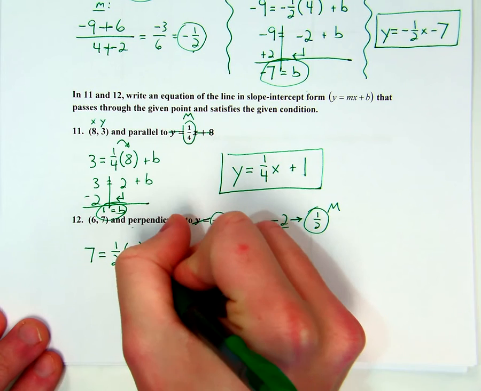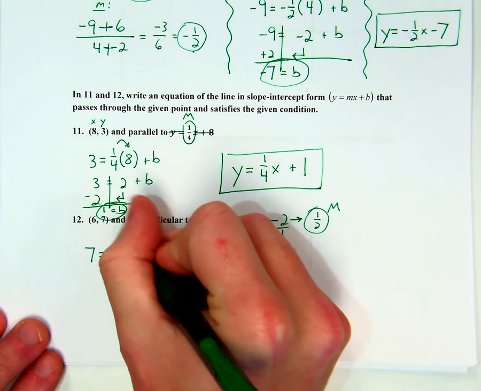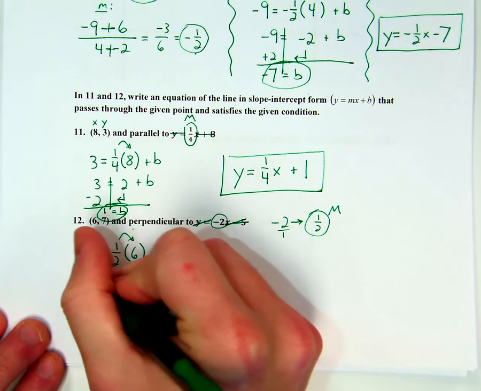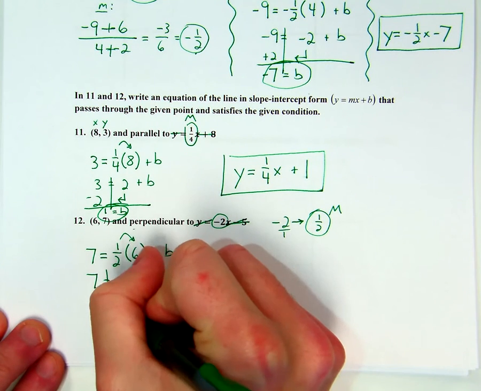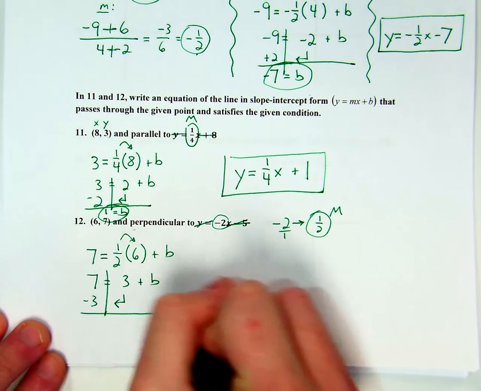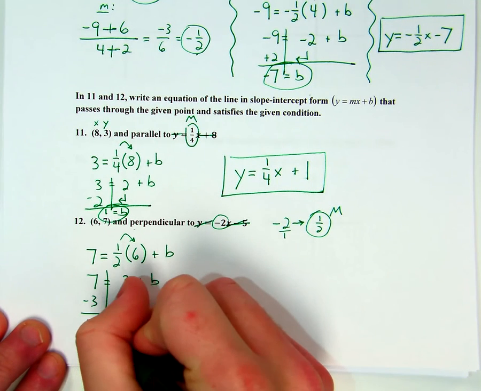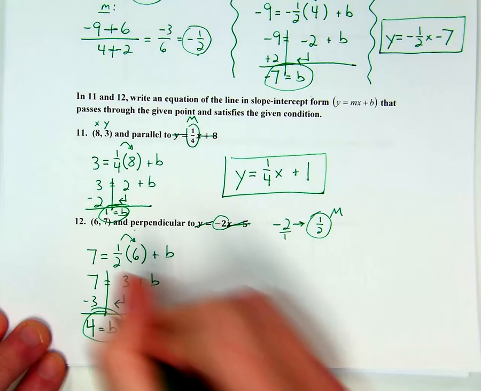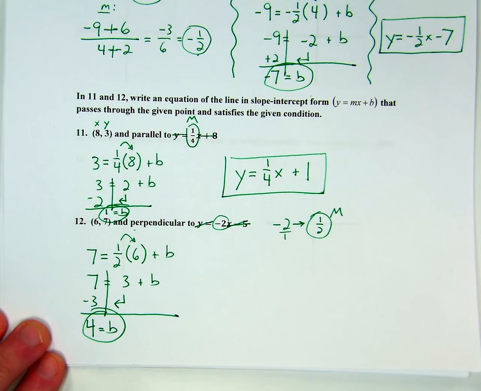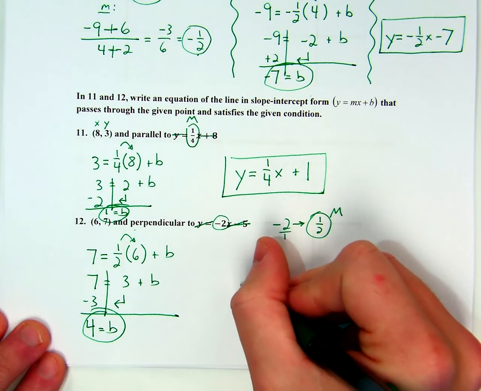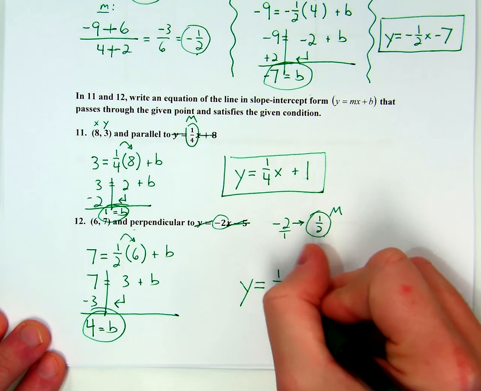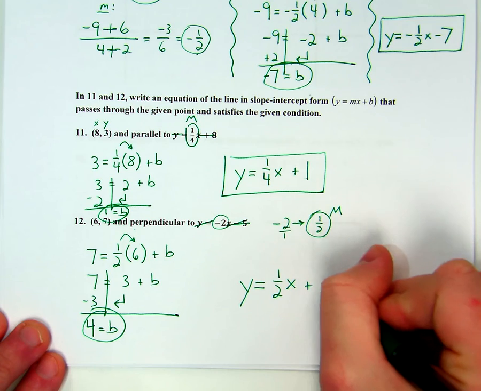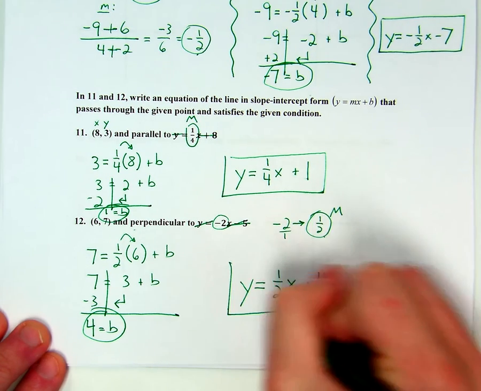7 equals 1/2 times 6 plus b. 1/2 times 6 is 3, so 7 equals 3 plus b. Move the 3 over. 7 minus 3 is 4, and all that we have left on the right side is b. Now we can write the equation of our line. Y equals our slope of 1/2 x plus our intercept of 4.